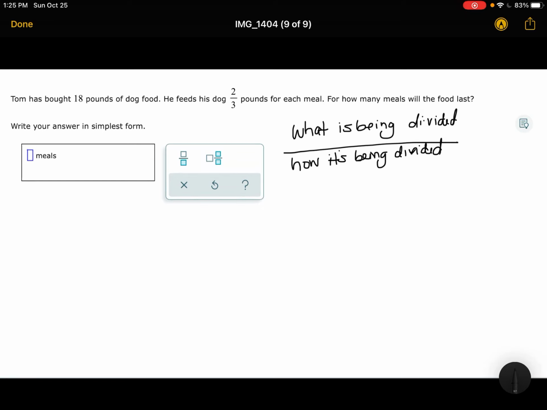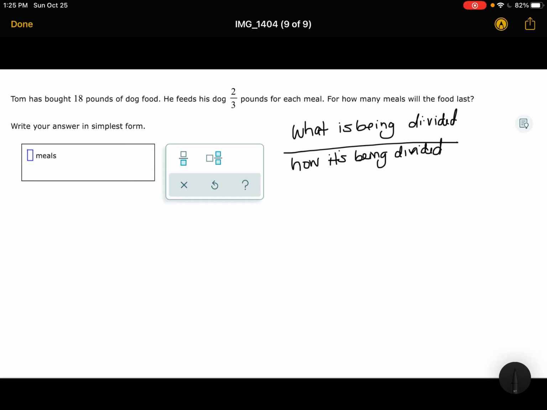Okay, so this question is going to be talking about word problems with fractions and division. So it's going to be a little bit longer of an explanation, but I promise you it's going to get to the point. So, reading the question, it says Tom has 18 pounds of dog food. He feeds his dog 2/3 pounds for each meal. How many meals will the food last?